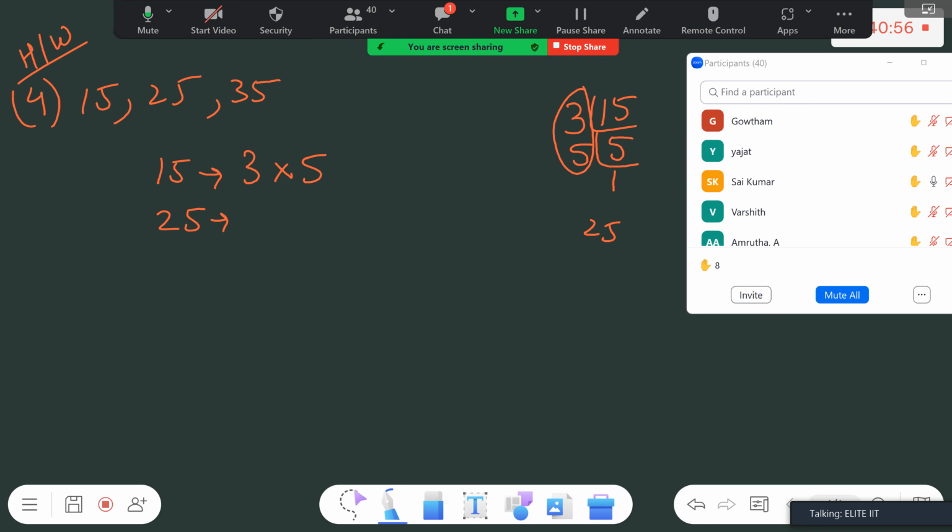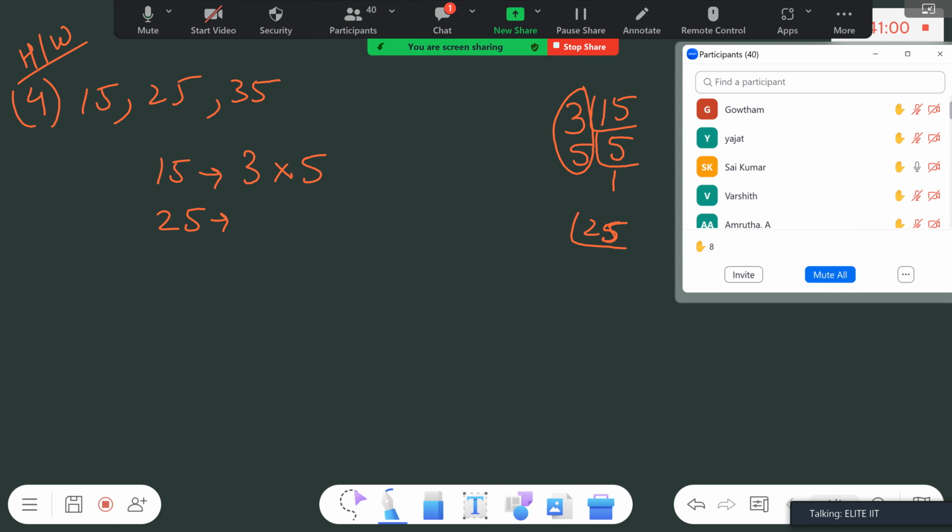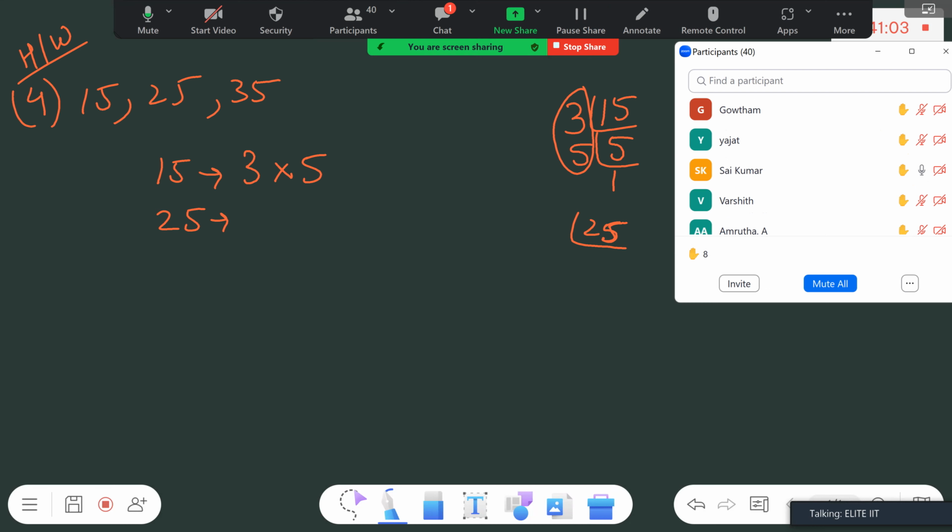Now for 25, if you check, can you divide 25 by 2? No. Can you divide 25 by 3? No. So which is the prime factor? 5, isn't it? 5 into 5, 25. And 5 itself is a prime number, so 5 into 1, 5. Right? 25 can be written as 5 into 5. And what about 35? Can you divide 35 with 2? No. Can you divide with 3? No.